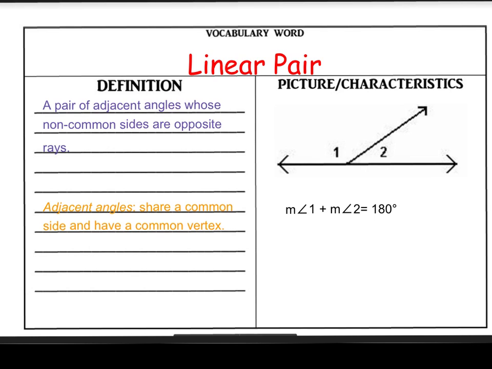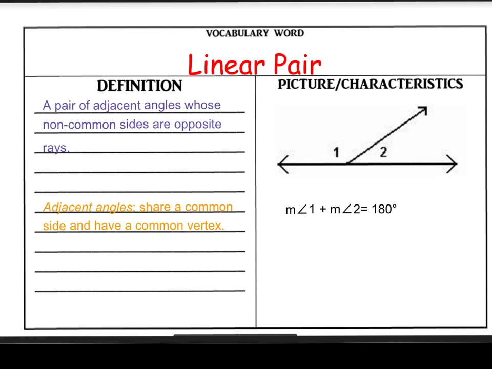Okay, now let's go ahead and take a look at linear pair. By definition, a pair of adjacent angles whose non-common sides are opposite rays. So let's go on over to see what exactly adjacent angles are. Adjacent angles share a common side and have a common vertex. So let's look at the diagram.